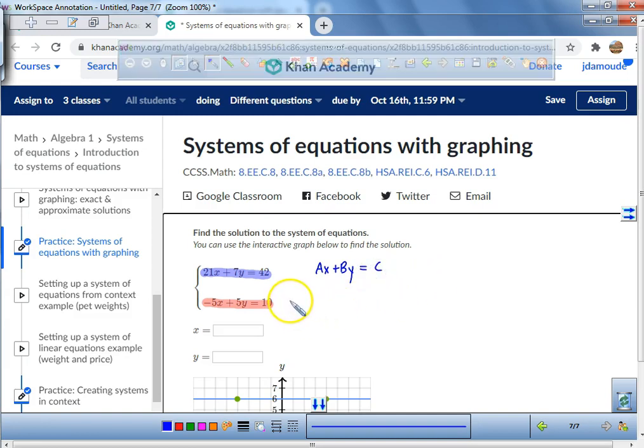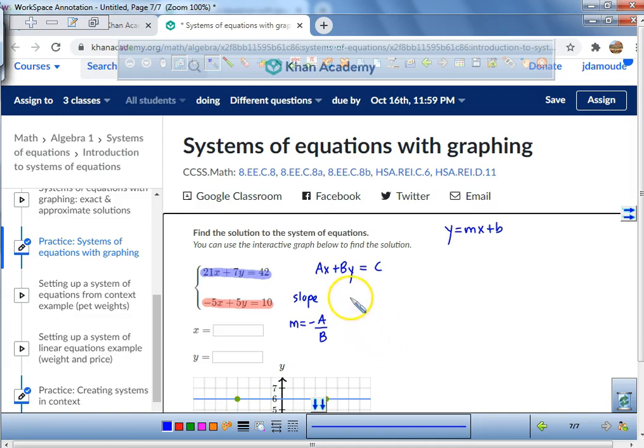Now, there are some cool things you can use in standard form. Remember, m represents slope in slope-intercept form, which is y equals mx plus b. So the m value represents the rate of change, or slope. But in standard form, the slope is the negative a value over the b value.